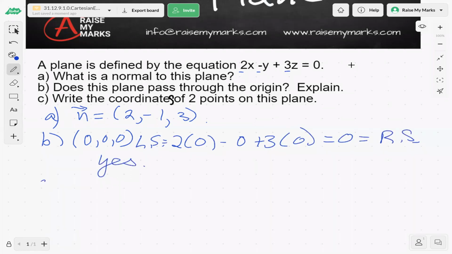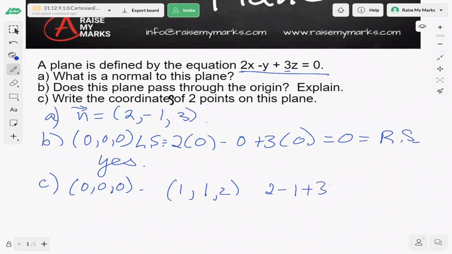Okay. C, write the coordinates of 2 points on this plane. Well, the origin. Let's see, what's another point? We need to find values for x, y, and z that satisfy this equation. So let's try x equals 1, y equals 1, and then we have to figure out our z. So we have 2 minus 1 plus 3z equals 0. So that's 1 plus 3z equals 0, so z equals -1/3.